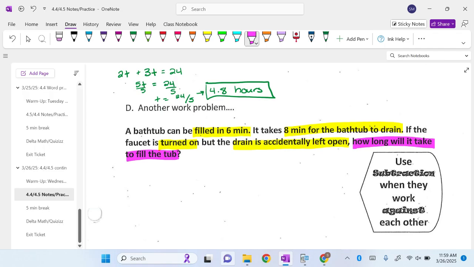It takes 6 minutes for the tub to fill if the drain was closed. It takes 8 minutes for the bathtub to drain if the tap is not running. So if the faucet is turned on, but the drain is actually left open, it wants to know how long it takes to actually fill the tub. Because it is possible, even with the drain going, because the amount of water comes in faster than the amount that it drains out. So in reality, these are working against each other, but we can still figure out how much time it takes. So we're going to use subtraction when they work against each other.